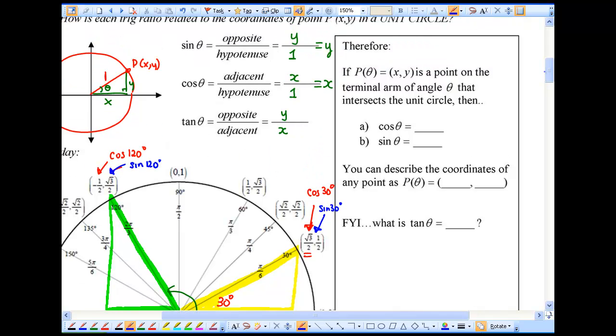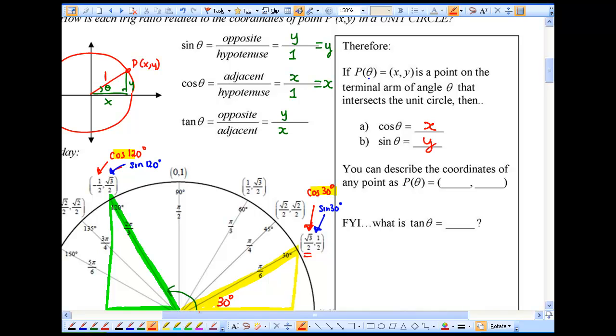It says if the point of theta, so this is where x, comma, y is related to that angle theta, or the angle, that's the standard position angle. If P of theta equals x, comma, y, if this whole thing is a point on the terminal arm of an angle theta that intersects the unit circle, then what do we know about cosine theta? Well, in both those illustrations here, cosine of theta represented the x coordinate. And then sine theta, in those two illustrations, represented the y coordinate.